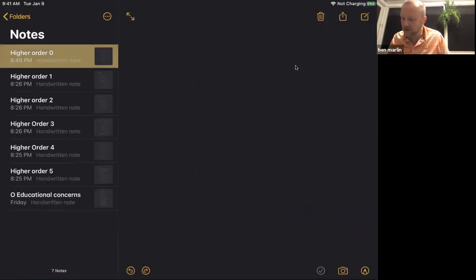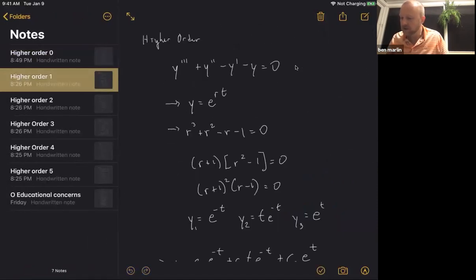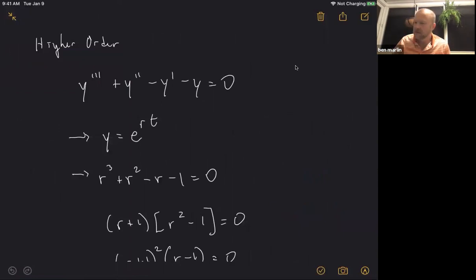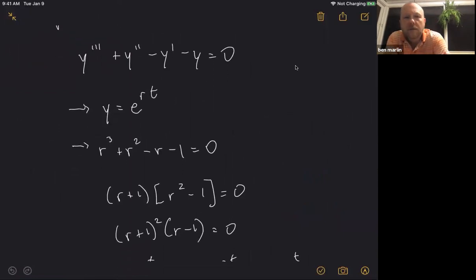So moving on from there, let's take a look at our first worked out example here. So this particular one here, we've got y triple prime plus y double prime minus y prime equals 0. And we're making the guess that y equals e to the rt, because anything that has all constant coefficients, that's always going to work for. So your y triple prime is going to turn up an r cubed, double prime an r squared, and so forth. So that means that we're just going to write down this polynomial straight from looking at the differential equation.